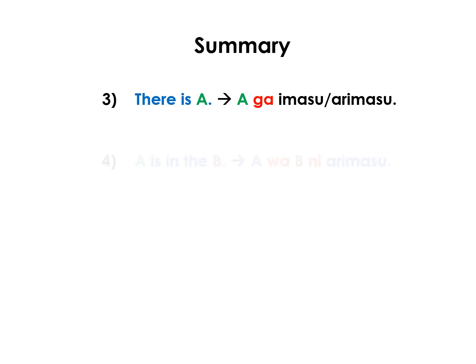And here are the main takeaways. What exists, whether people, animals, plants, or things, typically takes the particle ga when the sentence construction starts off with there is nani nani or there are nani nani. When the sentence construction is A is in the B, where B is a location, then we use the particle wa for A, so that the sentence construction is A wa B ni arimasu.